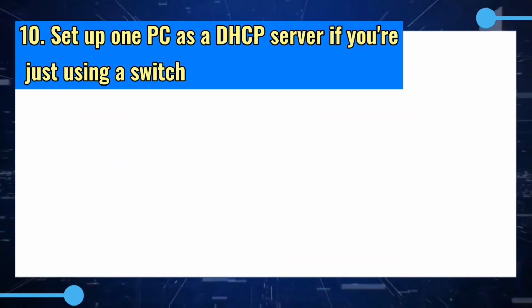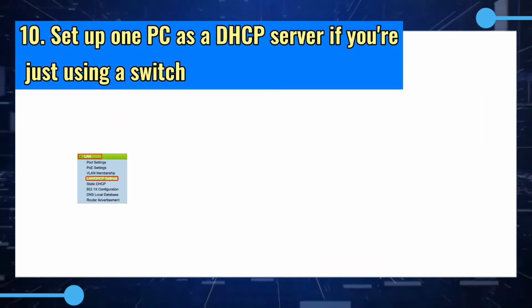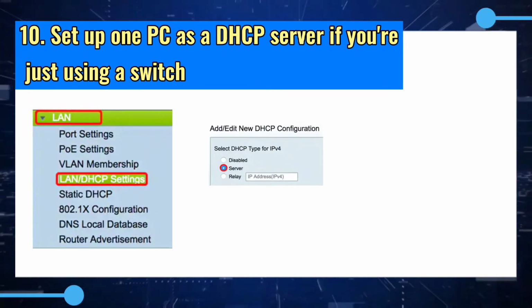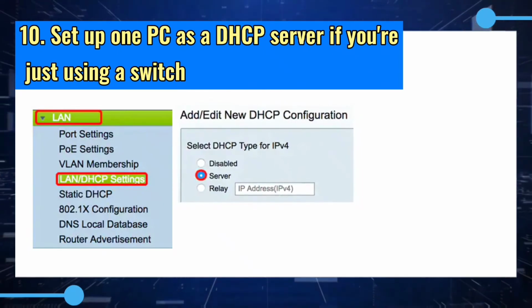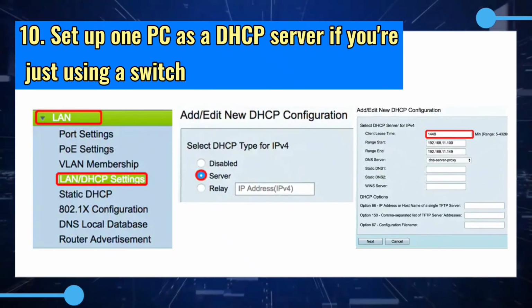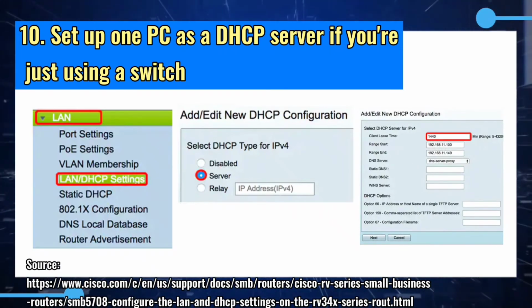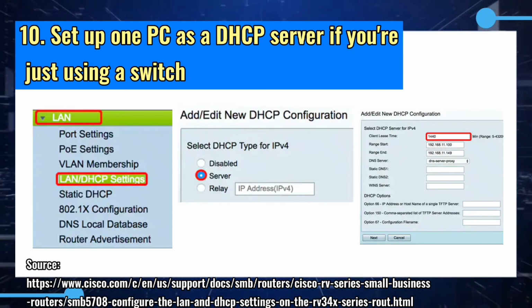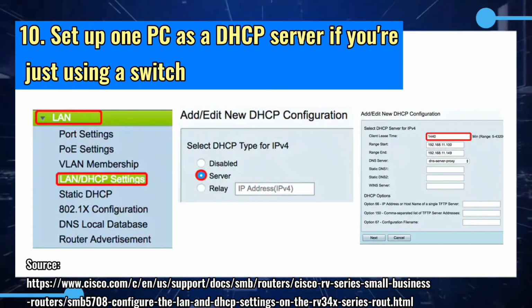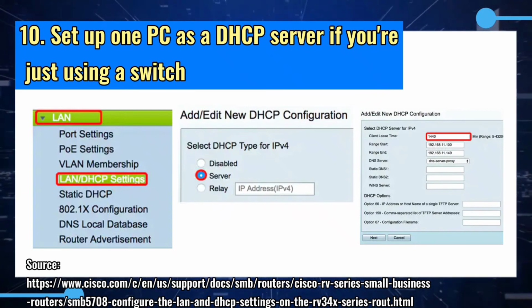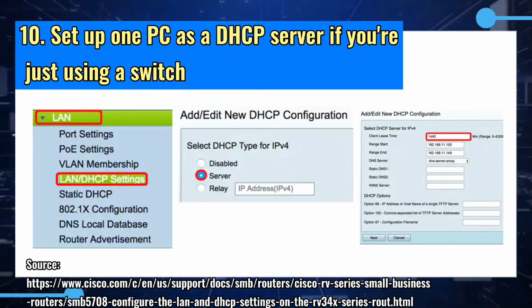Tenth, set up one PC as a DHCP server if you're just using a switch. Setting up one computer as a DHCP or Dynamic Host Configuration Protocol server will allow all of the connected computers to easily obtain IP addresses. To do this, install a third-party utility on one of the computers, and the rest of the computers on the network will obtain IP addresses automatically once the server is running, as long as they are set to do so.